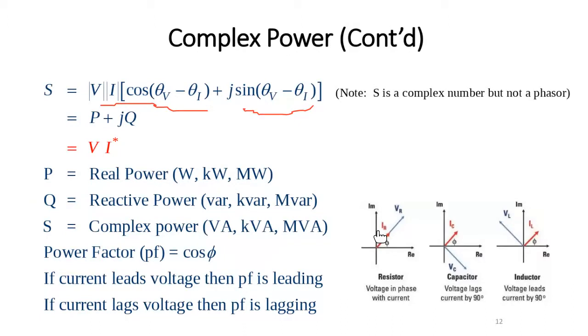So this is in phase. Power factor is 1, which is good. That's what we want. We always push the power factor to 1, to be close to unity.